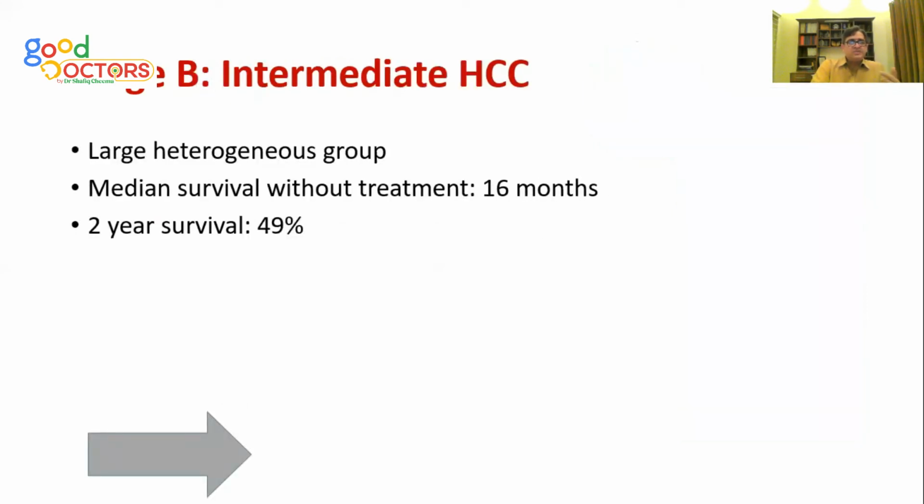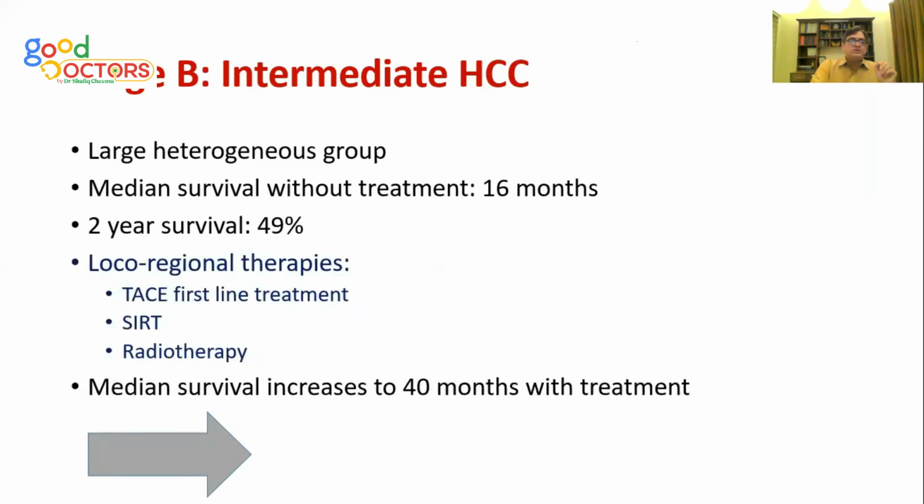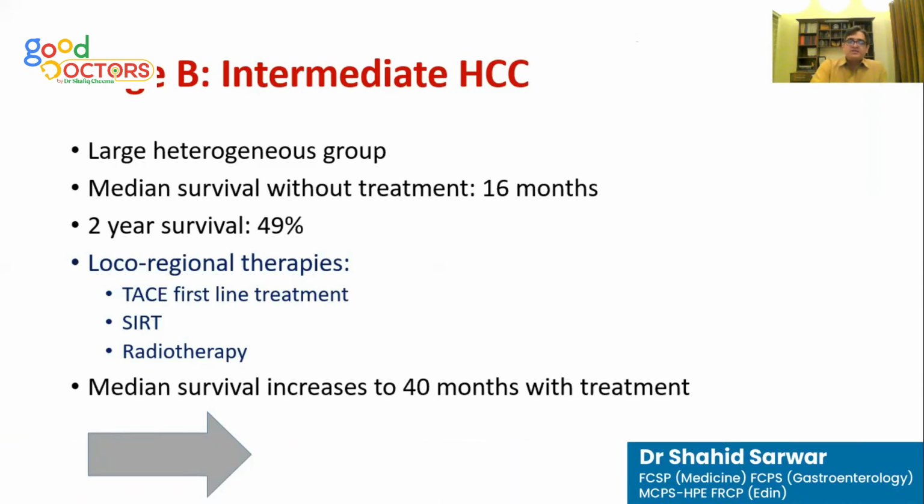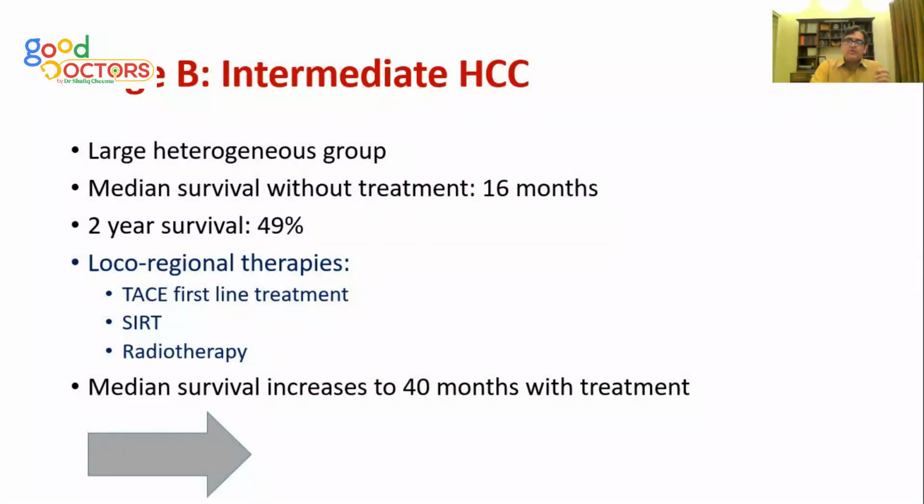Then there is stage B, which is beyond Milan criteria. Size is more. Here the median survival is around 16 months, 2-year survival is 49%. Primarily the treatment is locoregional: TACE and radiotherapy and selective radiotherapy, which is delivered at the site of the tumor. These are the primary treatment options at stage B. And median survival increases from 16 months to 40 months if we give some form of treatment.